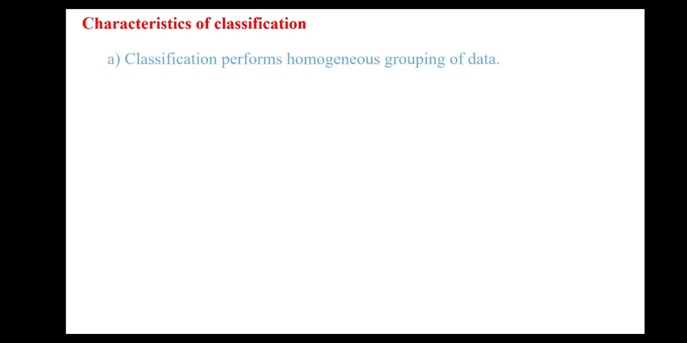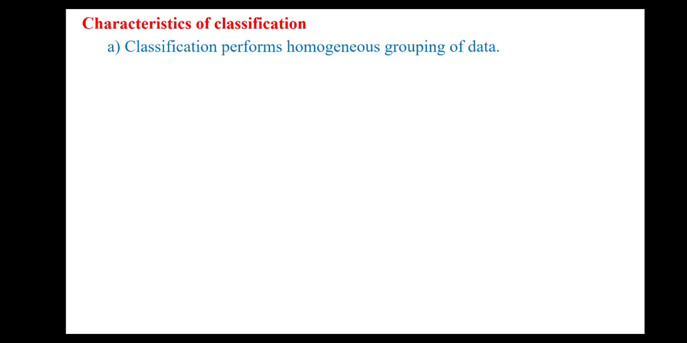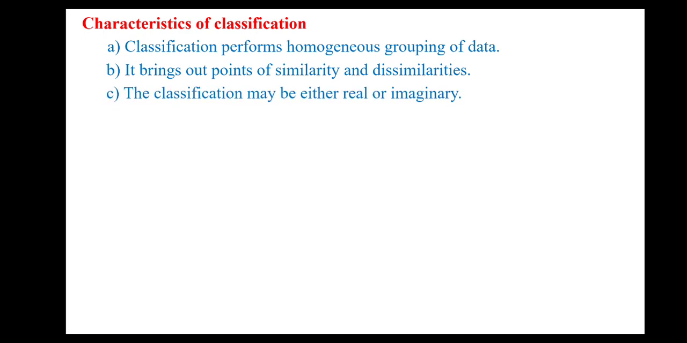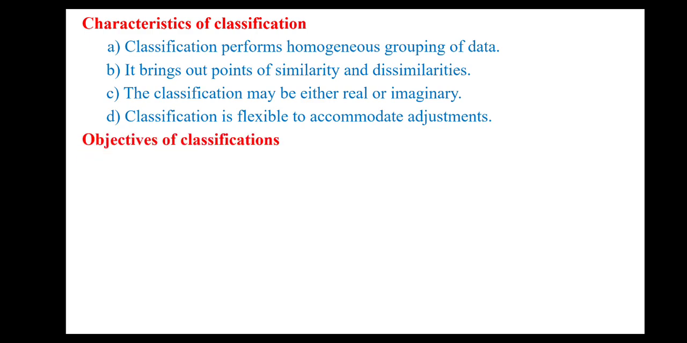Then, what are the characteristics of classification? Classification performs homogeneous grouping of data. Homogeneous data only will be considered for classification. Second, it brings out points of similarities and dissimilarities. Similar and dissimilar items will be considered, and it may be either real or imaginary. And then classification is flexible to accommodate adjustment. However we need, we can arrange it from our point of view.